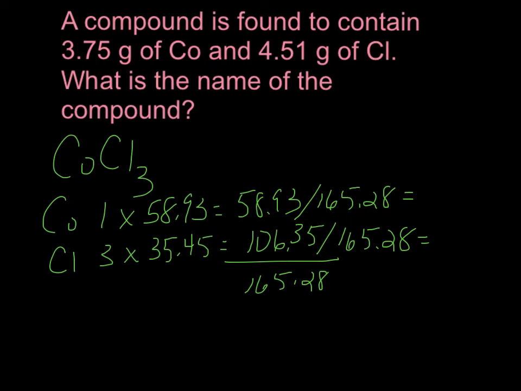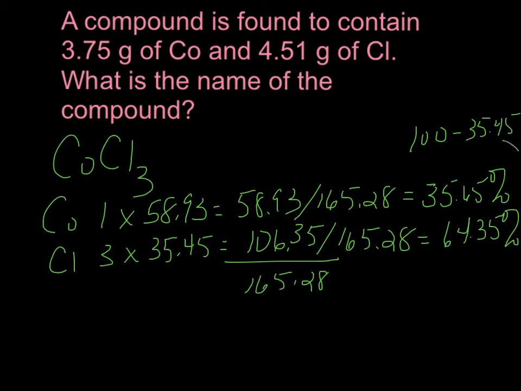Again, if you're having trouble keeping up, you can always pause the video. Okay, the percent of cobalt is 35.65%, and the percent of chlorine is 64.35%. Now, if there's only 2 like this, I could also do 100 minus the 35.65. Once I know one, I can calculate the other one, so it really doesn't matter how you get there. Either of them are mathematically valid.